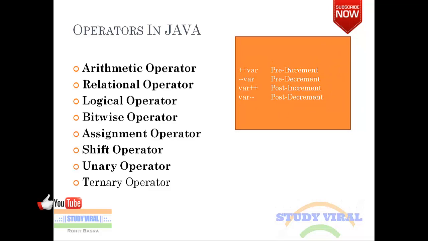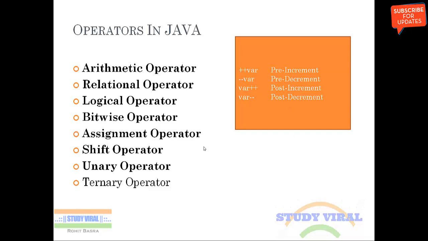The increment and decrement operators are further subdivided into pre-increment and pre-decrement, in which the symbol is on the left side of the variable, and post-increment and post-decrement, in which the symbol is on the right side of the variable. Okay, now I am showing you the demonstration of all of these operators one by one. So let me start my notepad.